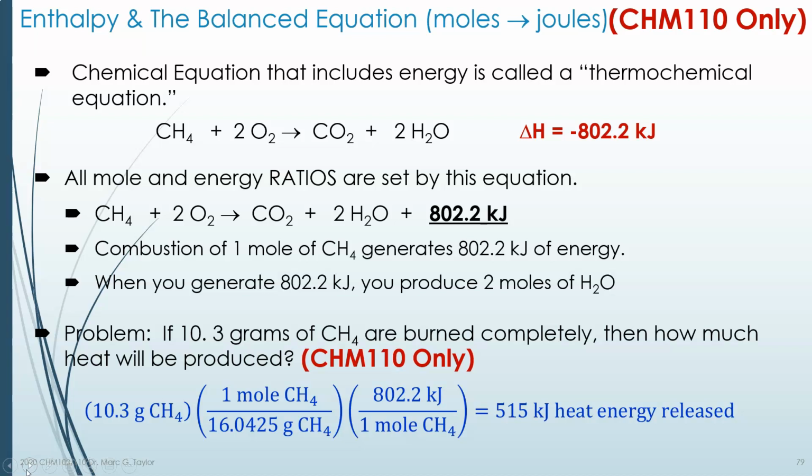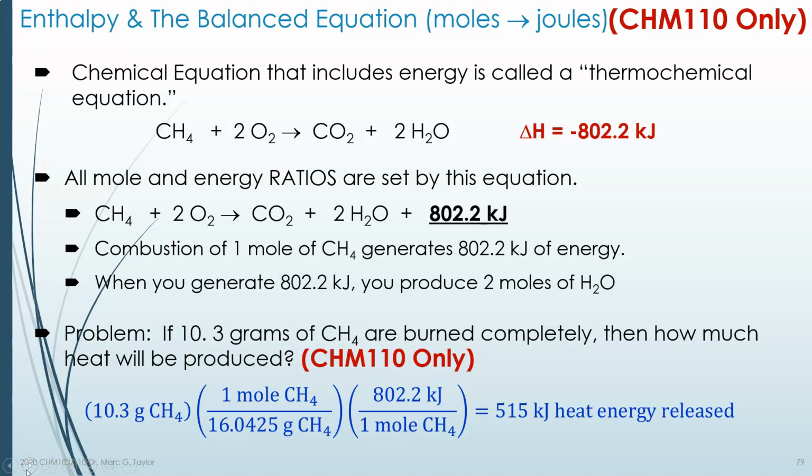Whatever you start with, you turn that into moles, and then it will be the amount of energy in the reaction per number of moles that are in that thermochemical equation, that balanced equation with heat energy added. And we see here that 10.3 grams of methane will result in 515 kilojoules of heat released.